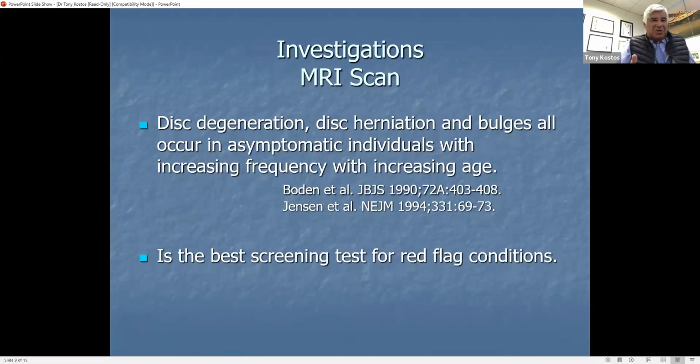The same situation applies with MRI scans. All of the abnormalities we've been talking about are seen in asymptomatic individuals and increase with increasing age. And all of this evidence has been available since the early 90s. Exactly the same situation applies with MRI scans as with CT scans. If a GP does an MRI scan, and in particular a surgeon, they will just say the diagnosis is the appearance of the scans, and you know that's a non-evidence-based diagnosis. However, the MRI scan is the best screening test for the red flag conditions that we discussed earlier.